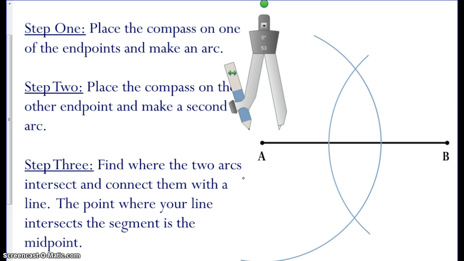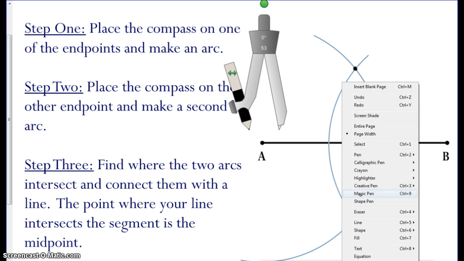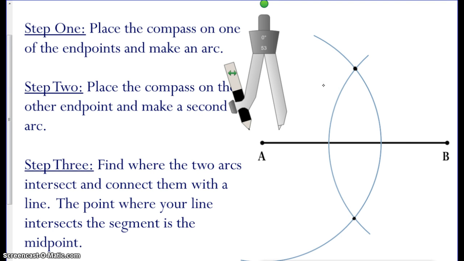What you see here is the intersection of the two circles, the two arcs that we made. Okay? And we need to connect these two intersection points to make a bisection. So I'm going to grab my line tool again. Let's see, there it is. And connect these two intersection points. What that does is it bisects line AB, so this point has to be M, my midpoint.